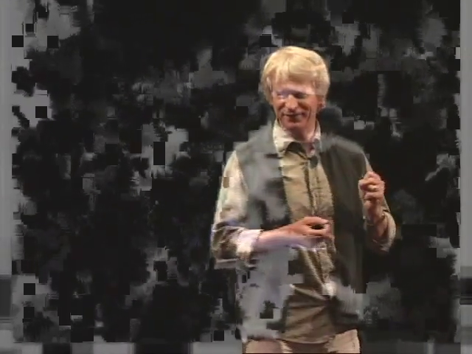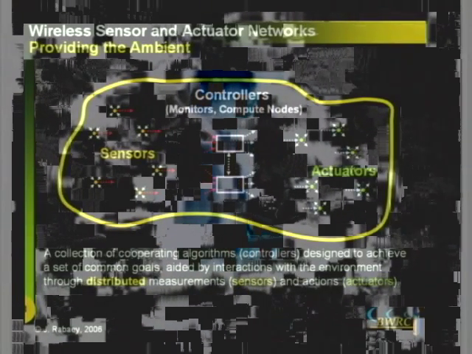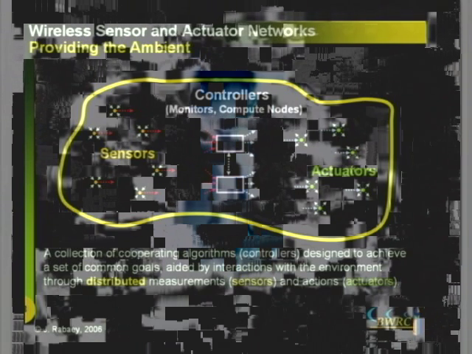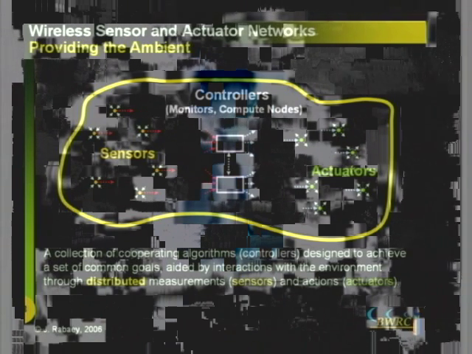And in between, once again, we have a set of algorithms. In this world, we don't call them routers or anything like that. We call them typically controllers. Things that sense a number of parameters, look at them, and based on the ensemble of information they get, they make a decision to turn something on, turn it off, or basically control a parameter. So a sensor network is, to me, a collection, again, of collaborative, cooperative algorithms, designed to achieve a set of common goals, like, for instance, heating or cooling your house, aided by interactions with the environment through distributed measurements and actions. Again, distributed is essential. They're basically spread throughout the space.